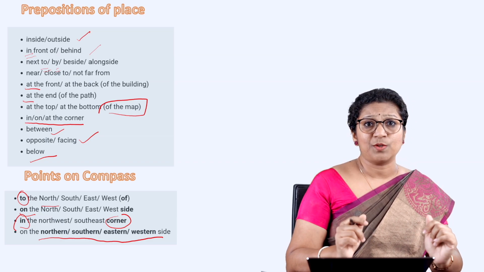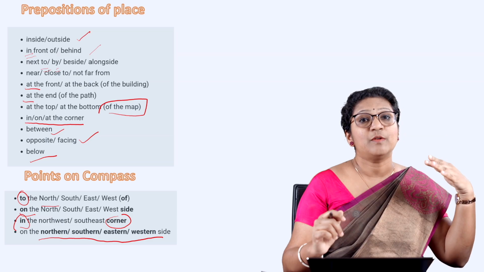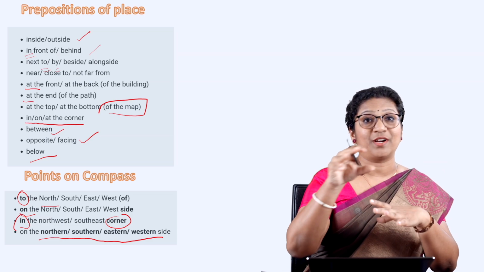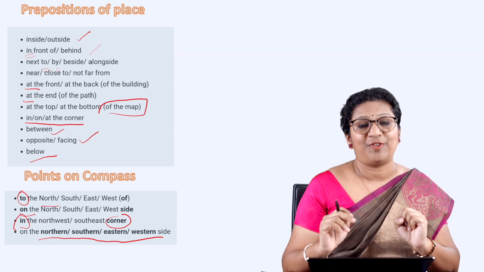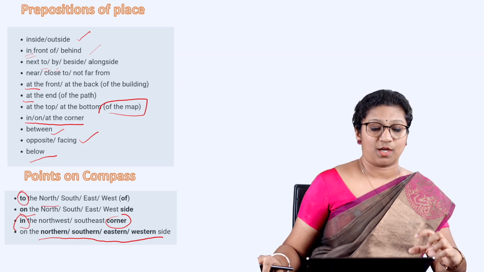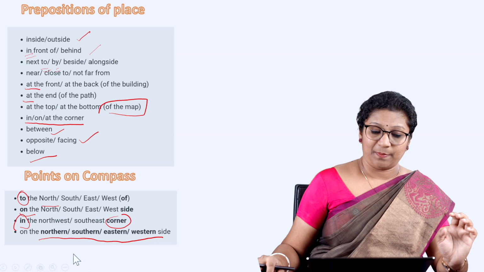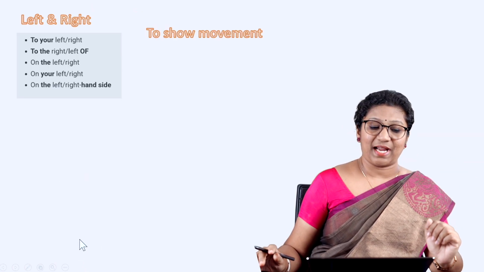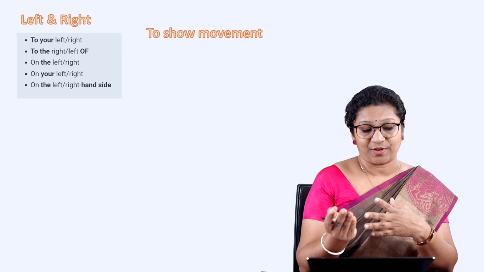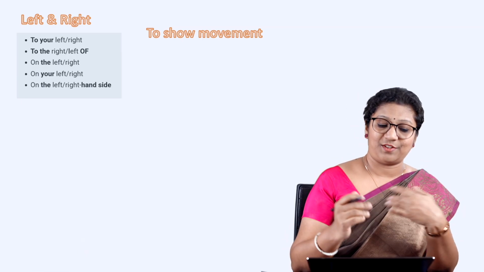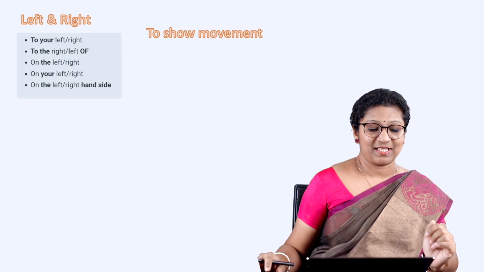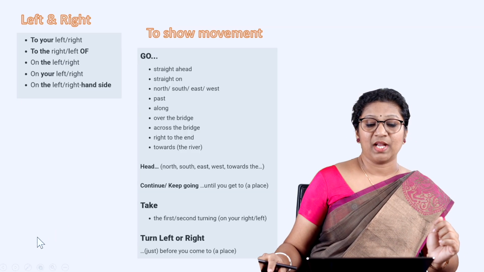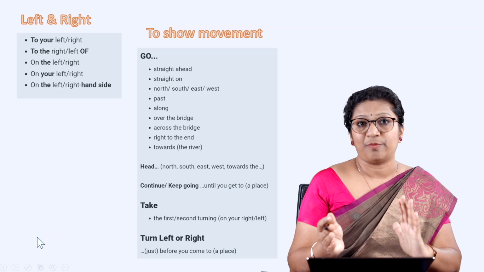Now we normally use words like to and towards for moving directions, right? So it is not a fixed north as such. It depends on how we move. So these are points on compass that you should be prepared with. We also have ways of saying left and right: to your left, to your right, on the left, on the right, on the left hand side, right hand side. These are some words that you should be familiar with, and also words to show movement.